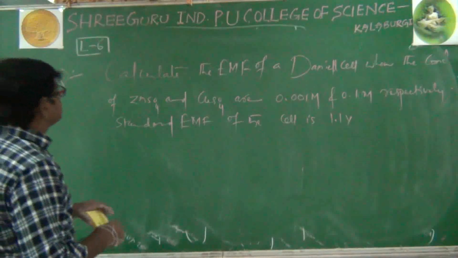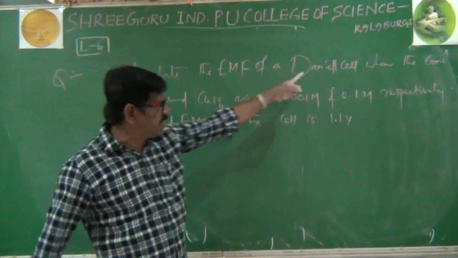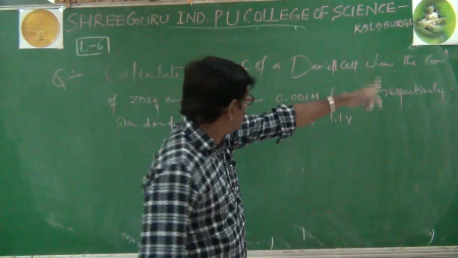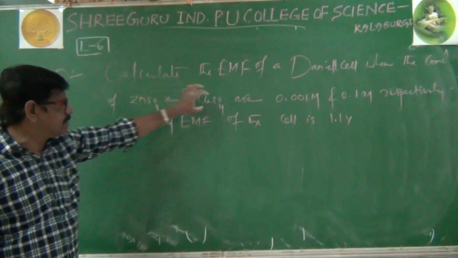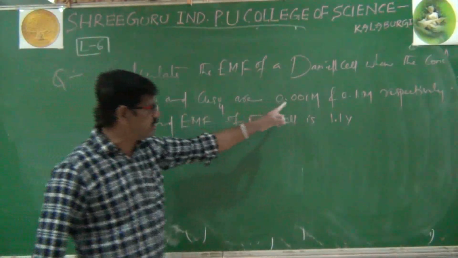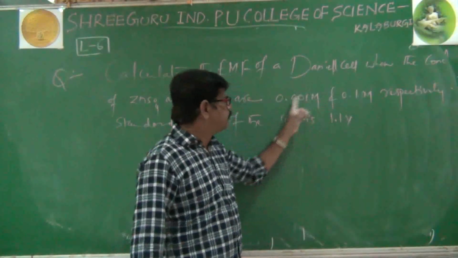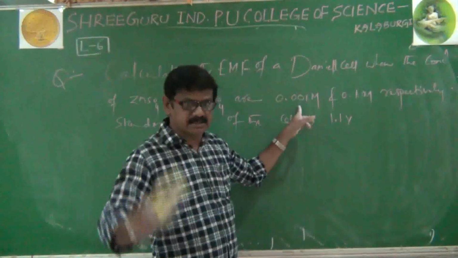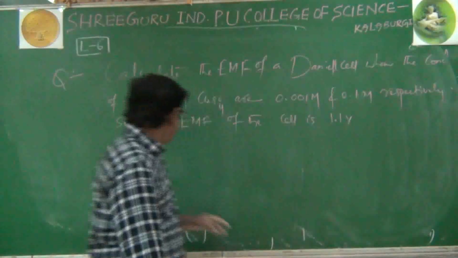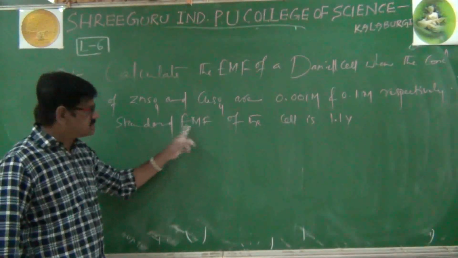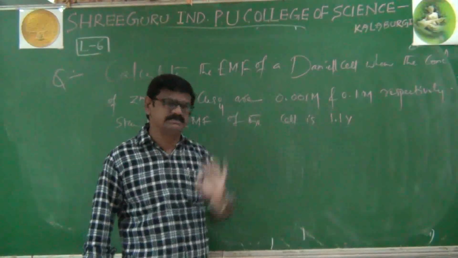Please try to understand the question. Here calculate EMF, nothing but the cell potential of a Daniel cell when the concentration of ZnSO4 and copper sulfate, zinc sulfate, copper sulfate, both concentrations are given. One is 0.001 and the other one is 0.1. Here both concentrations are not 1. Remember, they are other than 1 molar concentration. Respectively, and the standard EMF, standard cell potential of the cell is 1.1 volts. It is of course fixed.